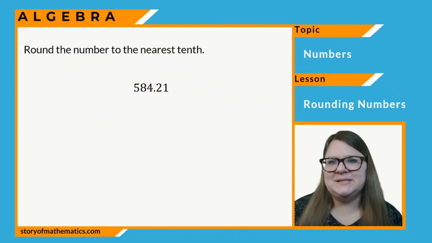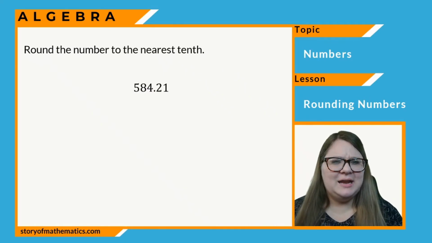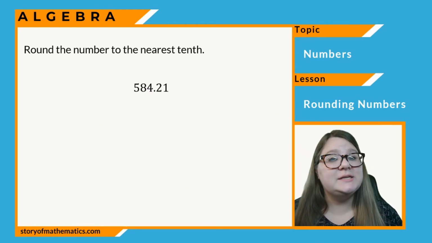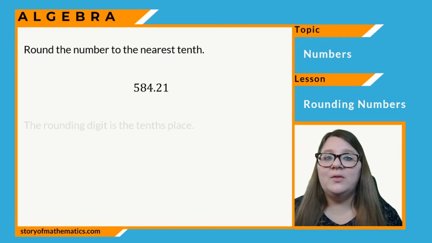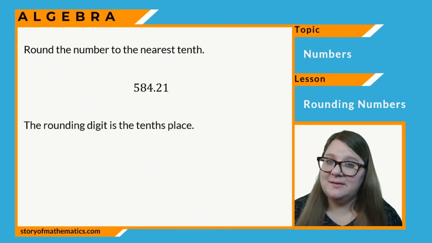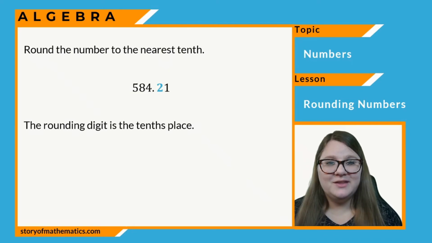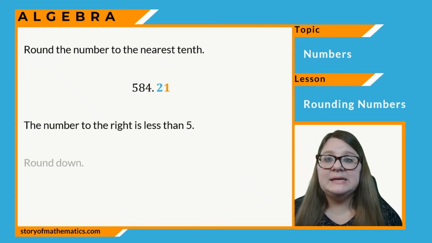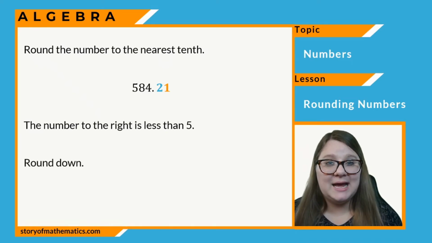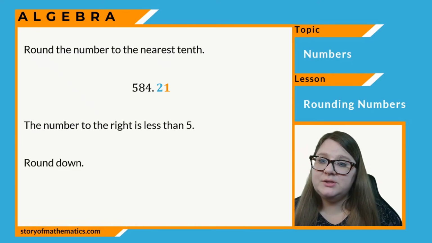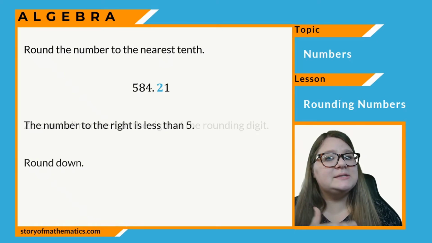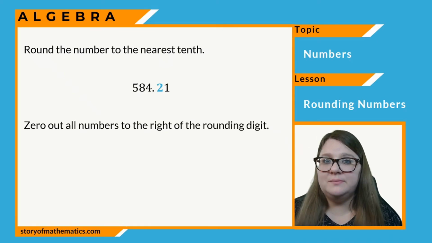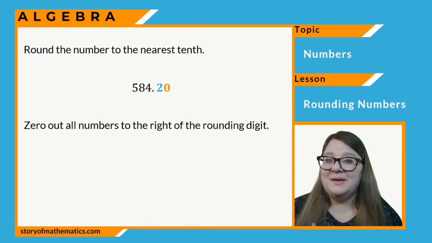Now, what if I have a decimal though? Let's say a 584.21, and I want to round this to the nearest 10th. Well, the rounding digit is the tenths place then, and that would be the 2. And I need to look to the number to the right again though. Okay, so that 1 is less than 5, so I'm going to round down. That means I'm going to keep the 2 where it is, but then I'm going to have to zero out the numbers to the right. So that 1 is going to become a 0.